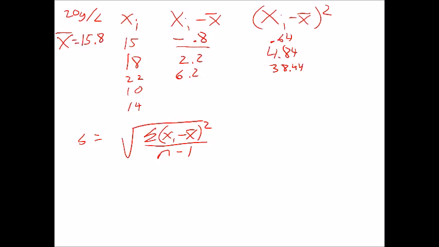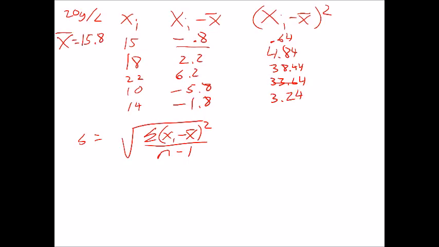For the next one, 10 minus 15.8 to get negative 5.8. And negative 5.8 squared is 33.64. And then finally, 14 minus 15.8, negative 1.8. And negative 1.8 squared gives us 3.24.